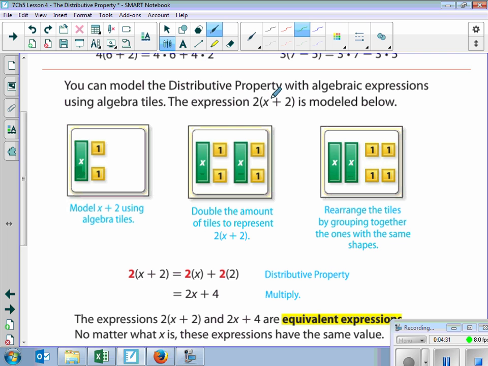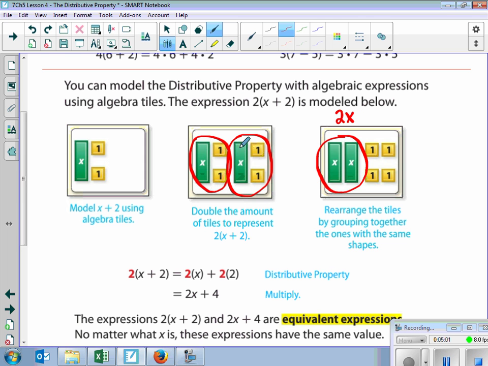Now, if we're going to double that, because we're going to multiply it times 2, that means we have 2 x plus 2s. You got that? So if we have 2 x plus 2s, then here's an x plus 2, and here's an x plus 2. So if I simplify that, how many x's do I have? I have 2 x's, so that's going to be 2x.